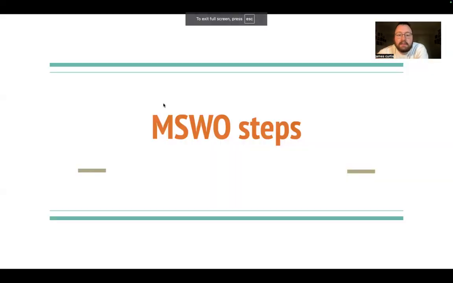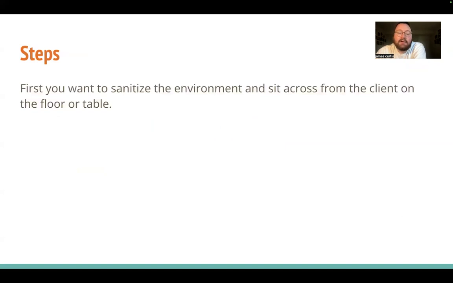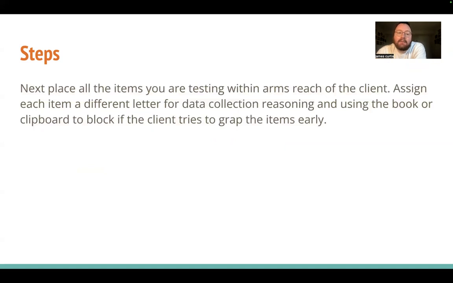So, MSWO steps. The materials needed are 6 different items to test, a clipboard or a book, and a data collection sheet. First, you want to sanitize the environment and sit across from the client at the floor table. That way nothing else interrupts or distracts the client besides the 6 items that you are testing. You're going to place all the items you're testing within arm's reach, so that the client can show that they're interested and that they want it.